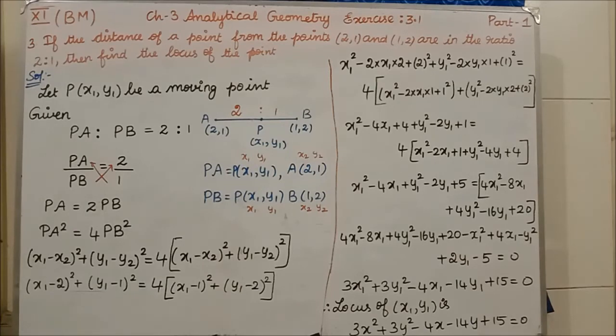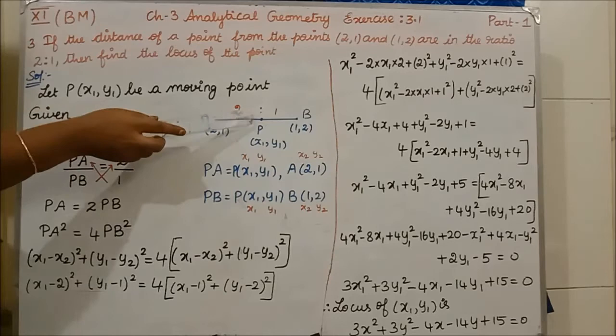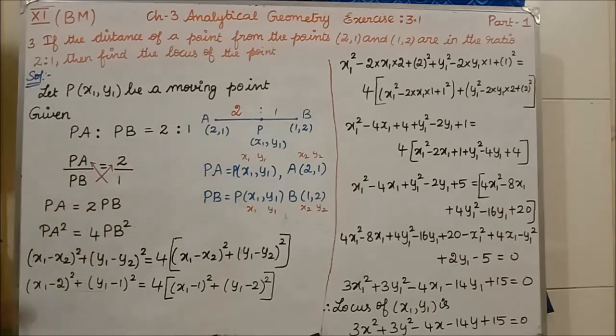Here we have to find the moving point locus, and we have been given the ratio 2:1. Let P(x1, y1) be a moving point. In the question, the PA to PB ratio is given as 2:1. Usually when a ratio is given, we write it in fraction form. So PA by PB is equal to 2 by 1. The next step is cross multiplication: 1 into PA is PA, PB into 2 is 2PB.